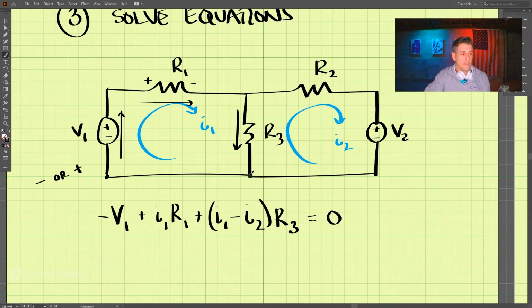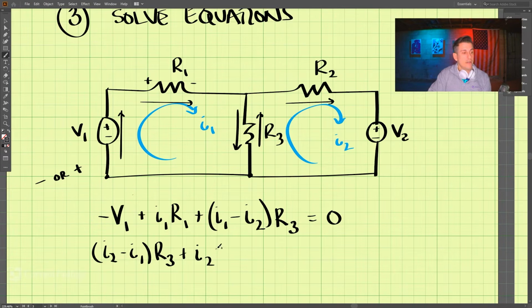So I'm going to start here. And moving up this way, we have I2 minus I1 times R3. And then going this way, we have plus I2 times R2. And coming down this way, this time we go from positive to negative. Over here, we were negative to positive. So positive to negative plus V2 equals 0.